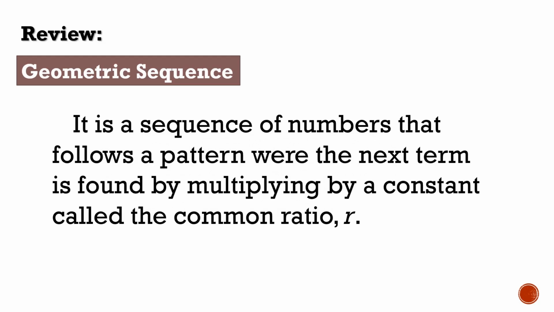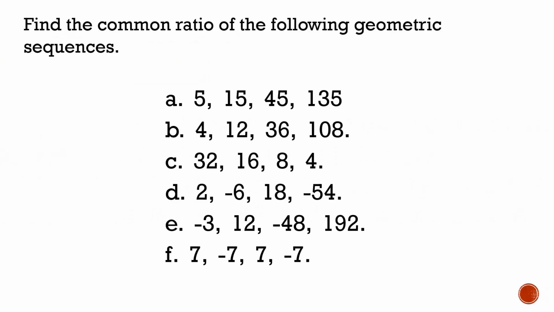Let's have a quick review of what a geometric sequence is. When we say geometric sequence, it is a sequence of numbers that follows a pattern where the next term is found by multiplying by a constant number called the common ratio. So here, let's try to find the common ratio of the following geometric sequences.